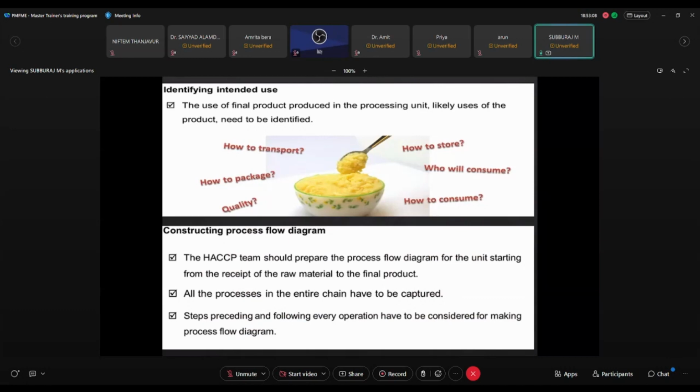How it should be transported, how to package for quality, how to consume, who will consume, and how to store: everything should be identified and mentioned very clearly. Then what happens? We have to construct the process flow diagram. That is the final step, and it is a very, very important step. Construct the process flow diagram.